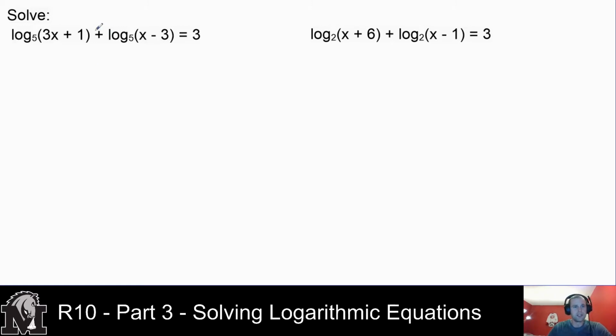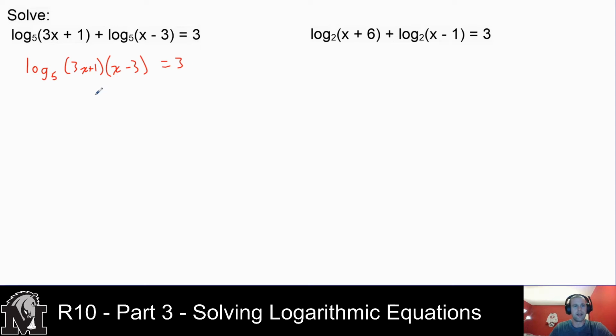So here we have addition, so we're going to apply the product rule. We're going to combine this into one logarithm, log base 5 of 3x plus 1, then we end up multiplying by our other argument, x minus 3. And that's going to equal 3.